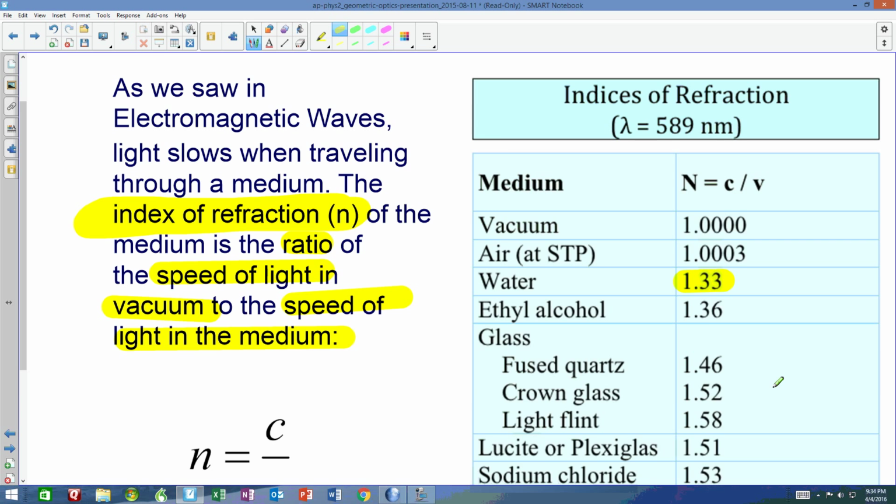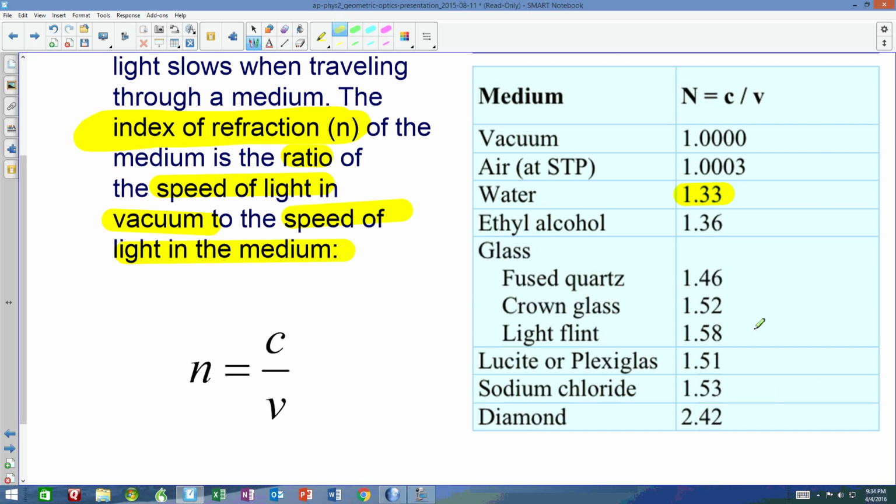Ethyl alcohol, 1.36. Notice for glass, there are different types of glass. Fused quartz is 1.46, crown glass 1.52, light flint is 1.58. Diamond, notice, is 2.42, plexiglass or lucite 1.51. When you're looking at these numbers, they represent the ratio of how fast you can go in a vacuum versus how fast you go in the material that you're in. The larger the number, the slower the light goes.